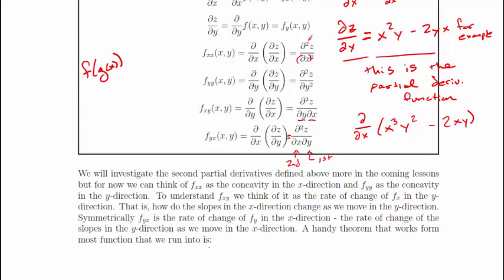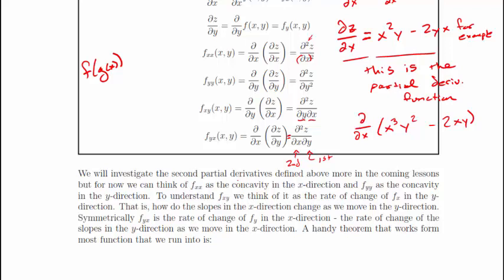So we will investigate the second partial derivatives defined above more in the coming lessons, but for now we can think of f sub xx as the concavity in the x direction and f sub yy as the concavity in the y direction. That should be simple enough. We're taking the derivative with respect to x twice, the derivative with respect to y twice. Those are going to give us the concavities in the x and y directions respectively. However, if we're thinking of what's the partial derivative of f with respect to x and then y, well, we think of it as the rate of change of the partial derivative with respect to x in the y direction.